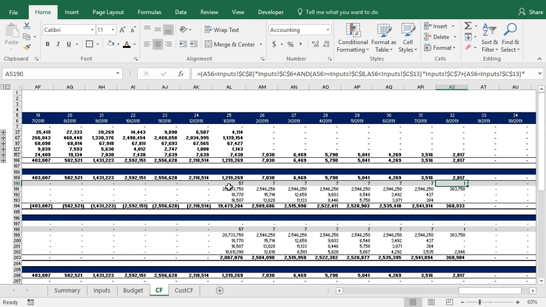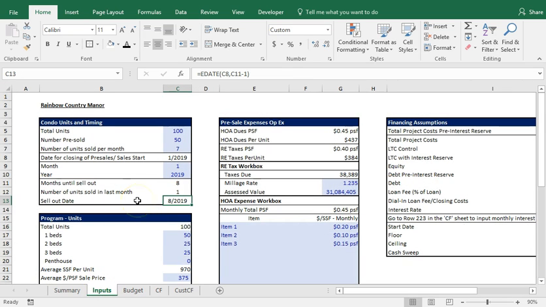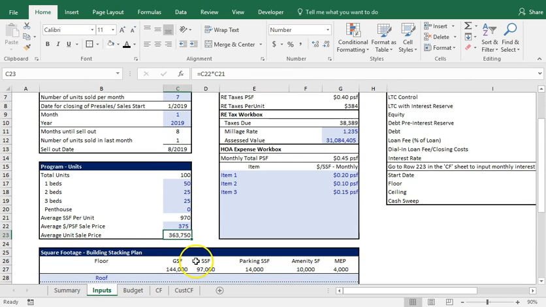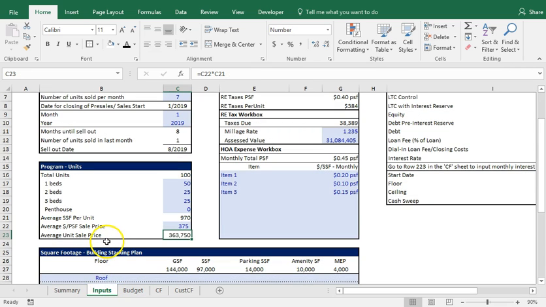And so if we look below, we have our revenue cash flow line. And this line has a simple formula that refers to our units sold row. And it's basically saying, give me the number of units sold this month multiplied by inputs C23. Which brings us to our next workbox, and that is the average unit sale price. So the revenue row is basically saying number of units sold times our average unit sale price.